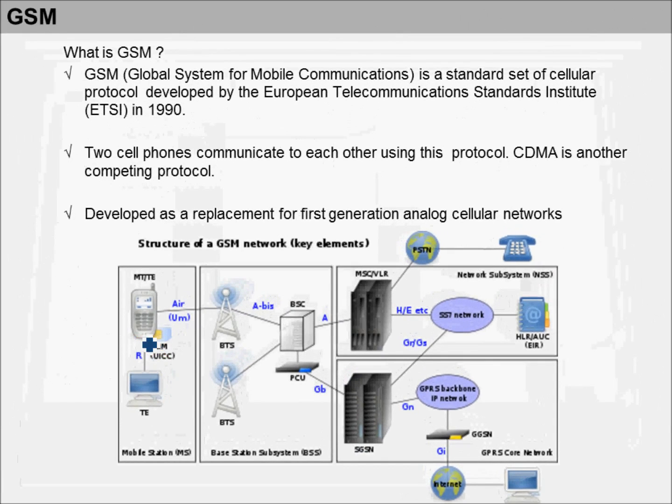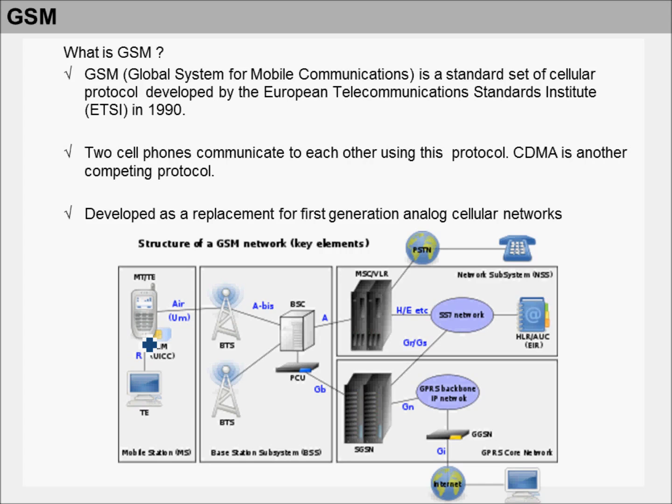Let us start with GSM. GSM is the most widely used mobile technology which helps you make a call from one mobile phone to another mobile phone. In India, almost all the mobile phones use GSM. Some of them use another competing technology called CDMA, but most of them use GSM.